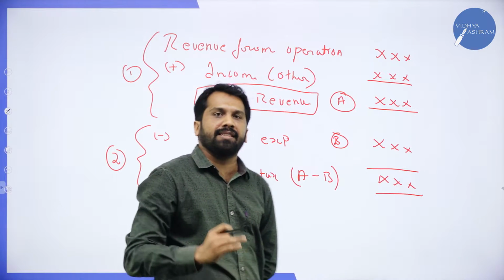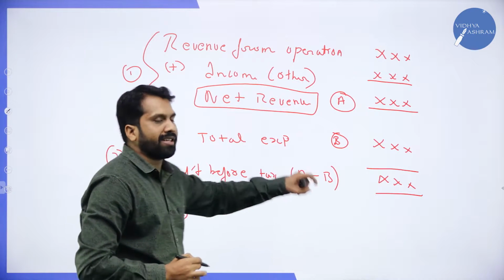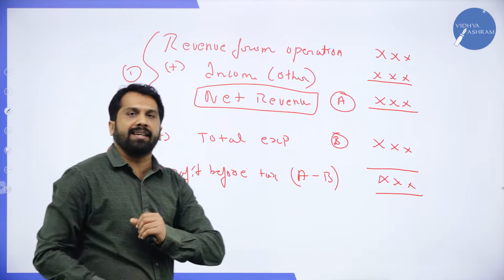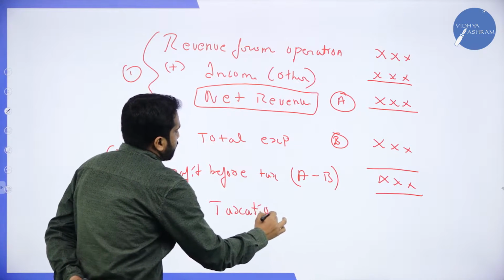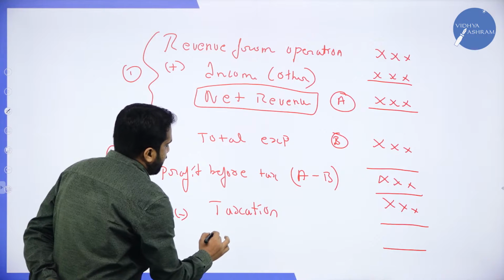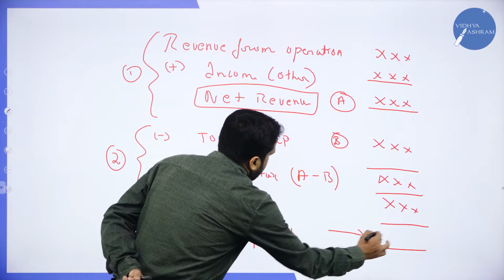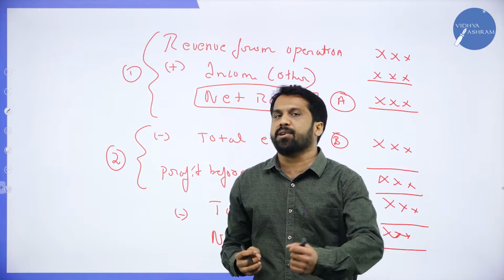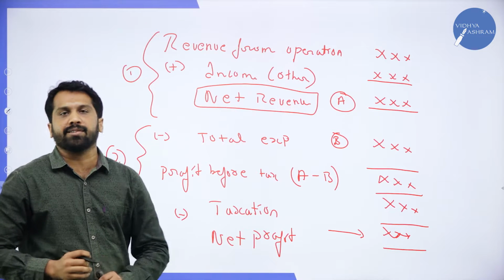What is stage 3? In this, we will minus... Profit before taxation. Taxation has not been deducted. We will minus tax. Minus taxation. You will get the final answer, that will be net profit. So this is your complete format for analysis of financial statement in case of profit and loss account.